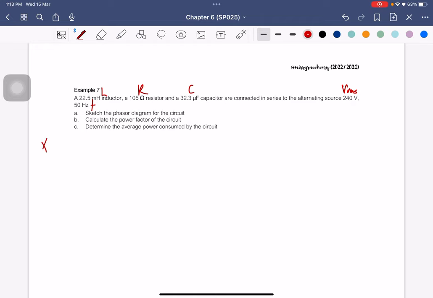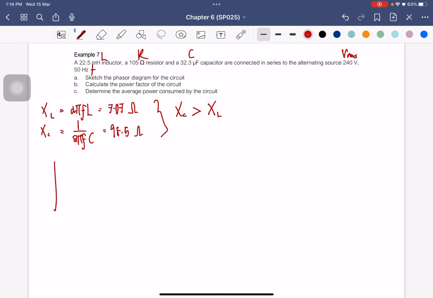So how do we do that? We are going to calculate XL and XC lah. So this is 2 pi FL. This will give you 7.07 Henry, and then we have XC, which is 1 over 2 pi FC, which is equal to 98.5 ohm. Oh, sorry, this is supposed to be ohm. Okay, right, so kita sudah dapat ni. So based on this, we know that XC is greater than XL. So our phasor diagram will be more downwards, ataupun our circuit is capacitive, gitulah.